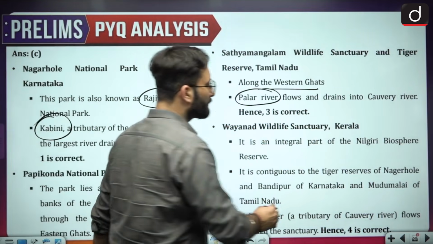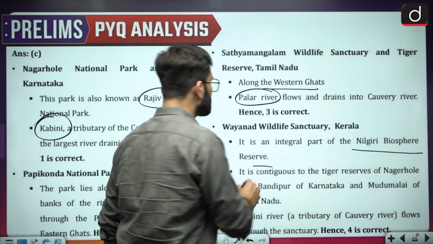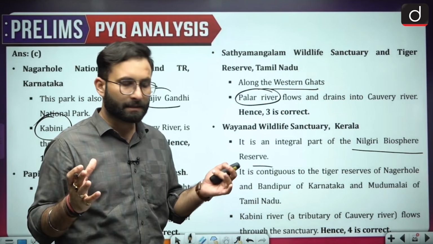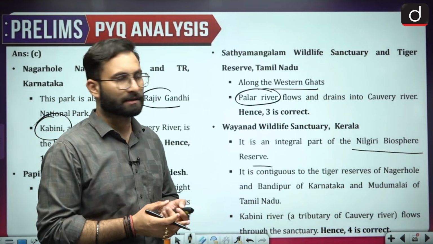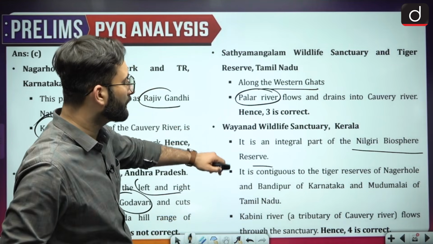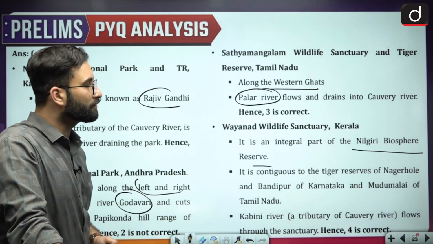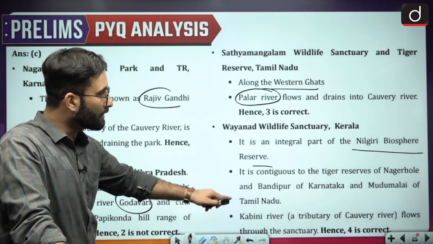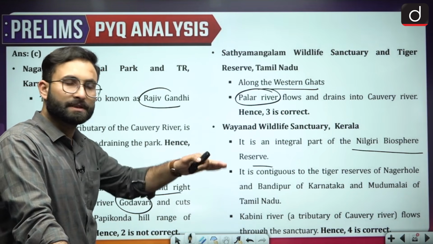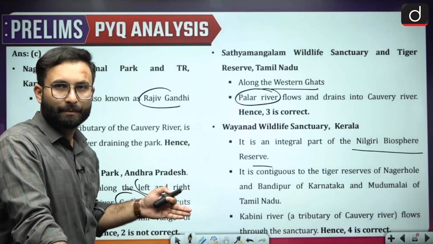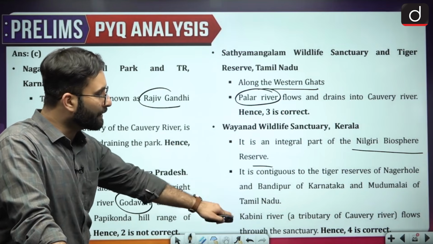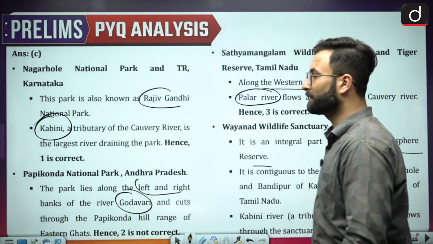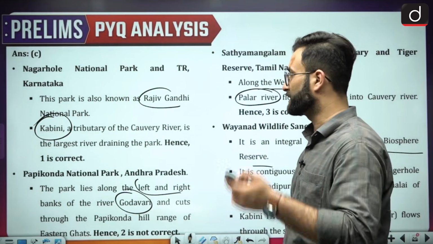Now, Nilgiri Biosphere Reserve is very much important for you because this is an area, okay. Basically, when we talk about the Nilgiri, it is the confluence of the Eastern Ghats and the Western Ghats. So that is why this particular area becomes important. It is contiguous to the tiger reserves of Nagarhole and Bandipur of Karnataka and Mudumalai of Tamil Nadu. So here you can see that in the Nilgiri sphere, Karnataka, Kerala, Tamil Nadu will be sharing this particular landscape. Kabini river is the one which is flowing through the sanctuary. Hence, this is also having a place in the Kaveri basin.